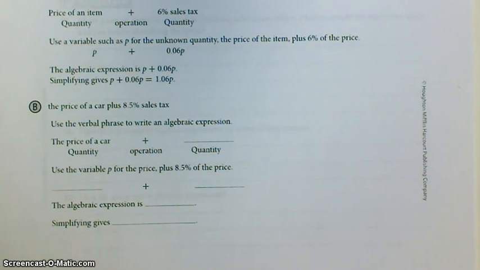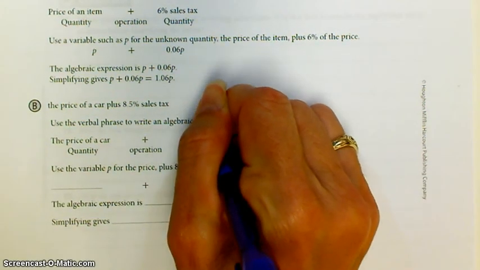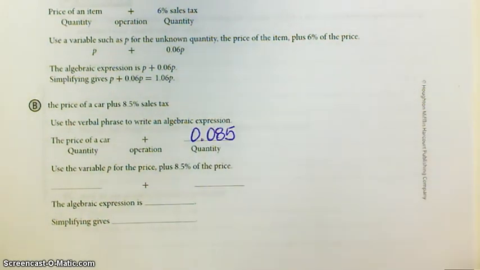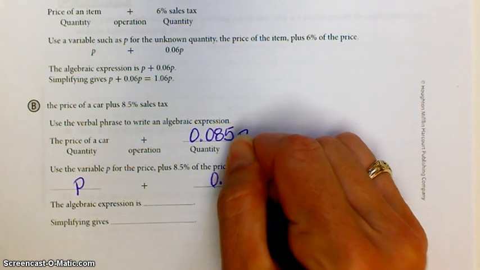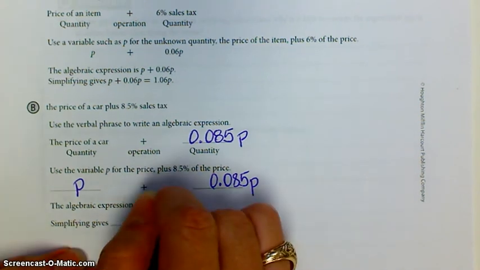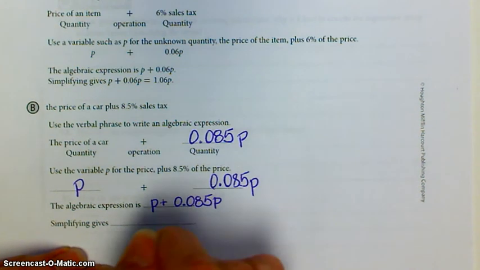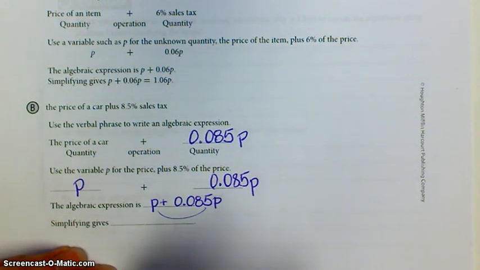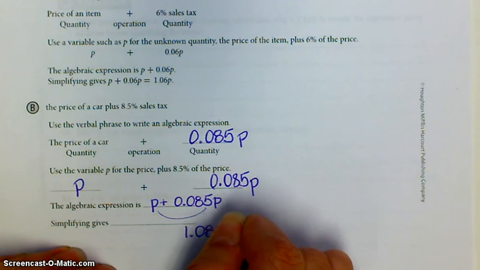The price of a car plus 8.5% sales tax. Again, it's the price of the car plus 0.085. That's how you write 8.5% sales tax. 8.5% of the price of the car is your sales tax. So price of the car plus 0.085 of the price of the car. And so the algebraic expression is p plus 0.085p. Simplifying gives you, because you can add these together, 1p plus 0.085p is 1.085p.